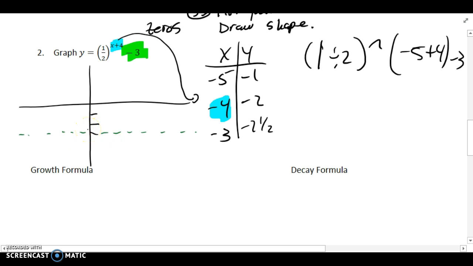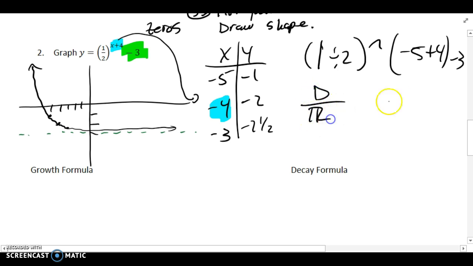Okay, so then at -5, did I do my math right? Let me check my math. Yes, so my math is right. So we have -5, 1, 2, 3, 4, 5, and -1. -4 and -2, and then -3 and -2.5. And we're going to follow this line to the right because it follows the asymptote, and then it's going to go straight up. Perfect graph, awesome, awesome shape.